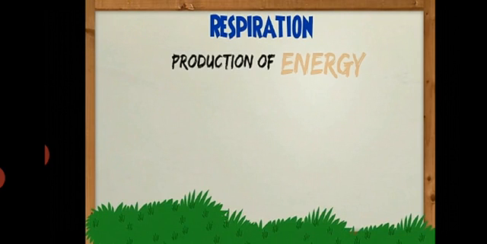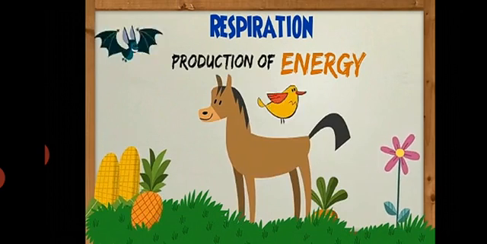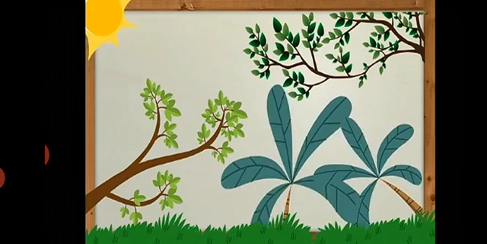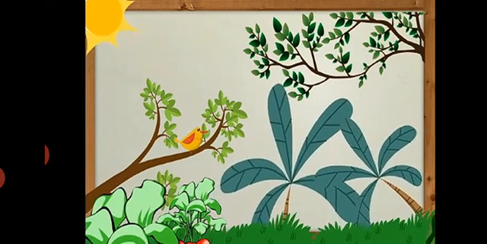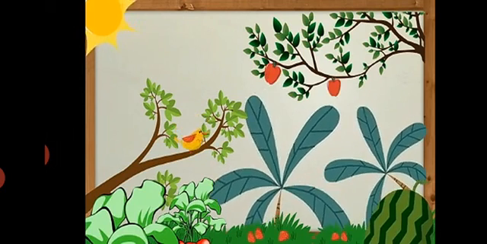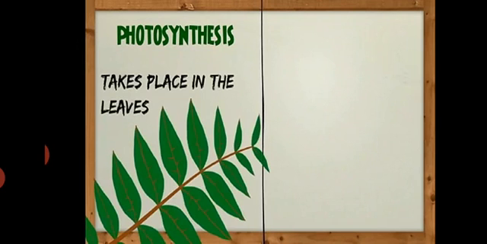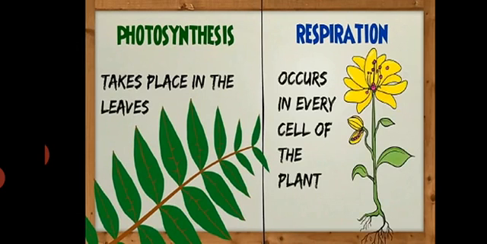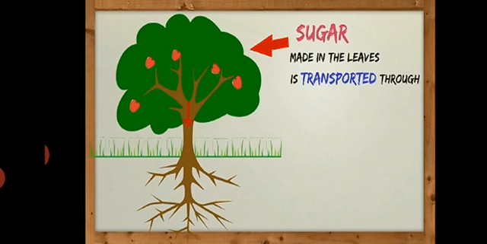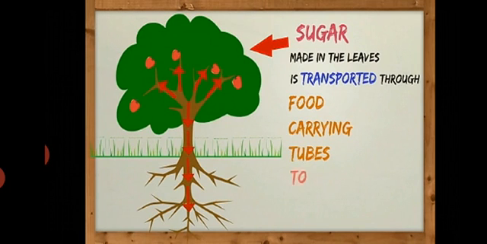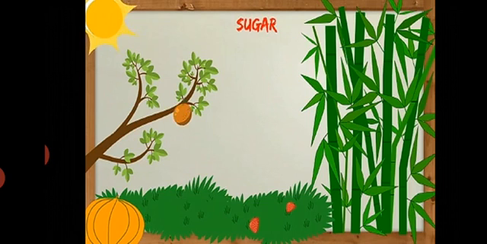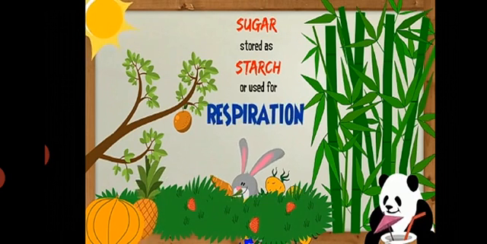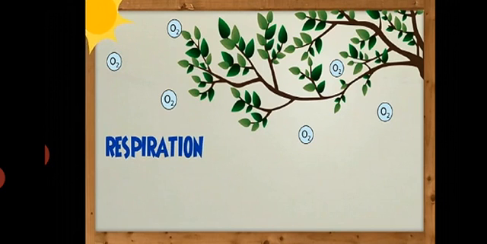Now respiration, actually respiration is production of energy that is required for different things that we do on our daily basis. And what happens in respiration and photosynthesis? Where does photosynthesis take place? In the leaves, and respiration takes place in the whole plant. Sugar made in the leaves is transported through the food carrying tubes to all plant parts, and sugar is stored as starch for the process of respiration.